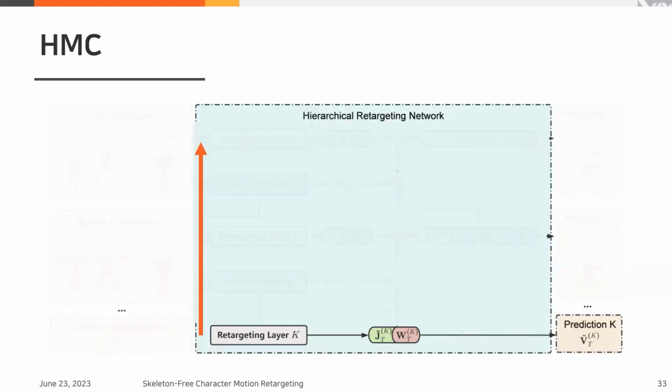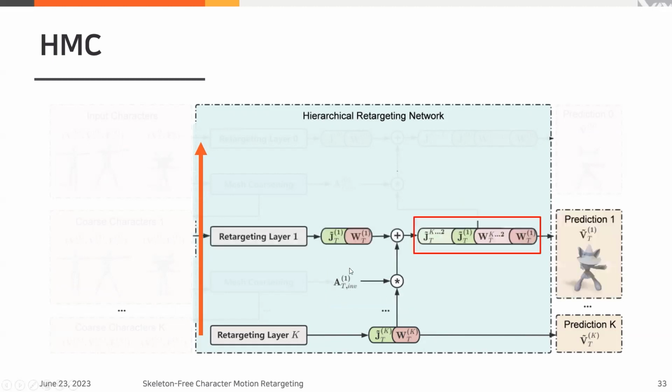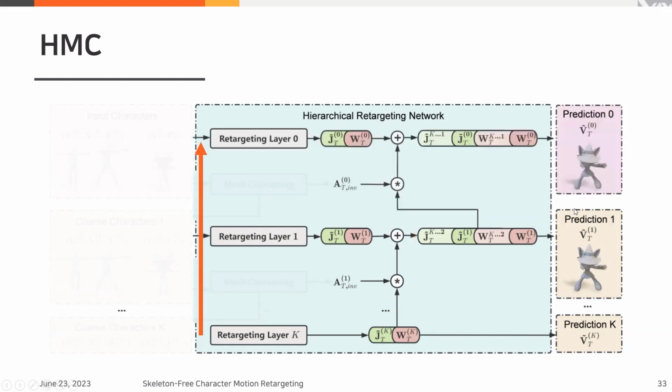The output low resolution pose mesh is gradually refined by applying the local deformations, the J and W multiplied with the A. Then it predicts the higher resolution pose mesh, and recursively it reconstructs the high resolution target pose mesh.